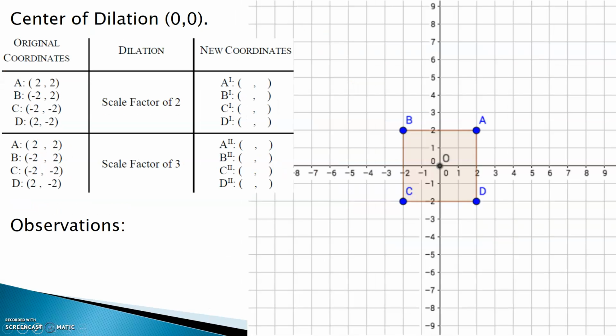Okay. Now, what I want you guys to do is try this one. All right, so you have your square here. I gave you guys the coordinates. What I want you guys to do is give me the new coordinates. So give me A prime, B prime, C prime after a scale factor of 2. Same thing with the scale factor of 3. When you're ready, hit play, and I'll have this graphed for you.